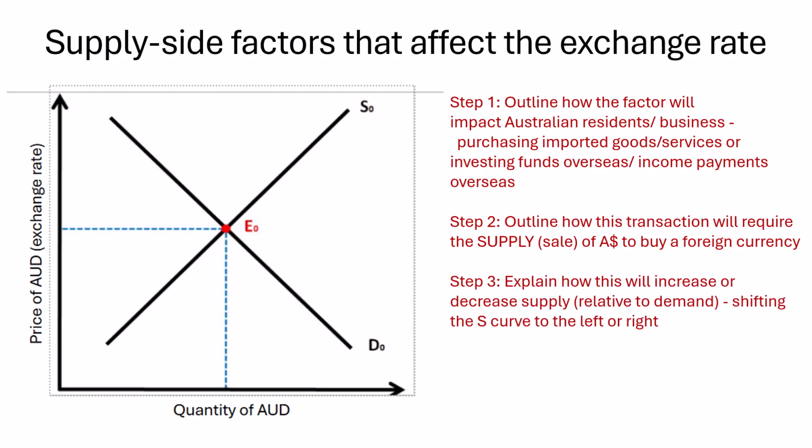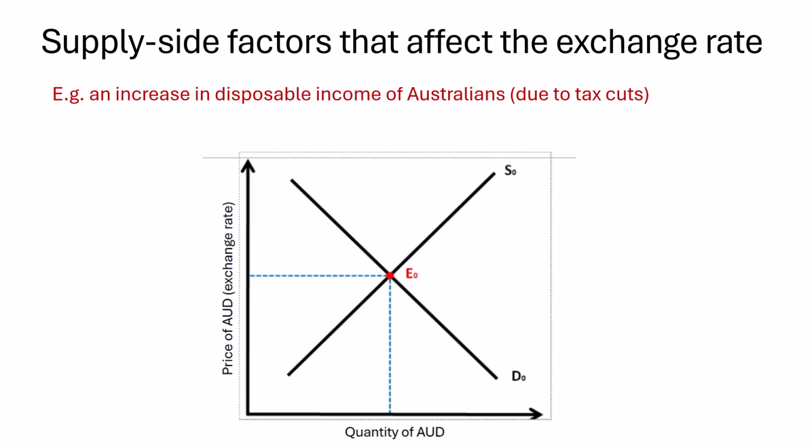And then, therefore, we're going to explain that this is going to either increase or decrease supply relative to demand, because after all, the exchange rate is affected by forces of supply and demand, which we've been learning throughout the course. And then you'll finish off by doing a little sketch on your S&D curve to outline how the Aussie dollar will appreciate or depreciate.